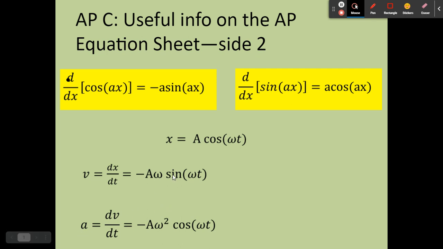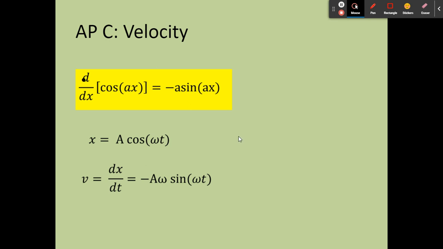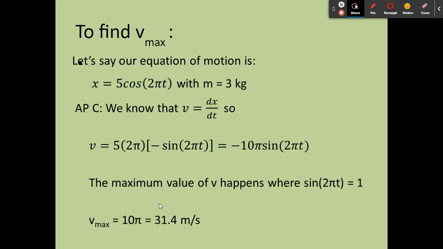And to find the acceleration, we take the derivative of speed. So that's going to be negative A omega sine omega t. If we take the derivative of that, we get another omega, and that's going to give us negative A omega squared cosine omega t. And so when we're looking for velocity, all you've got to do is take the derivative. That also tells us that the maximum velocity has got to be this A omega.